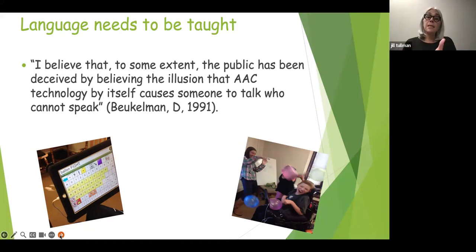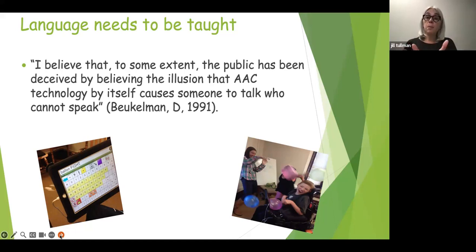So what we realize is that giving someone a communication device is just the start of the journey. We have to make sure that it's set up and has the vocabulary that individuals want and need to be able to communicate. And we have to support them to be able to successfully communicate. Something else that David Beukelman said was that giving someone a communication device and expecting them to be able to use it is like giving someone a basketball and expecting them to be a basketball player, or giving someone a piano and expecting them to be a pianist.